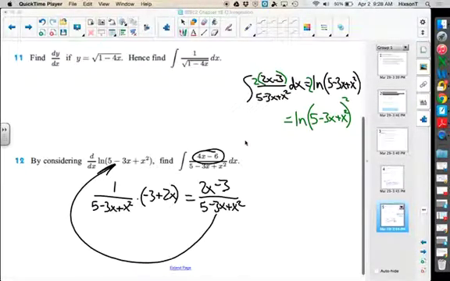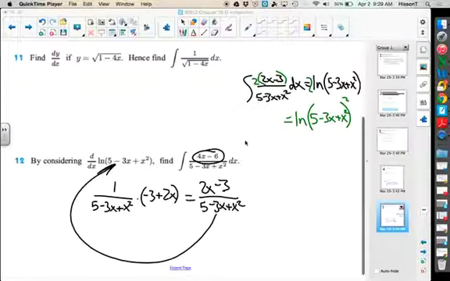Alright, so looking at number 12, we had the derivative of the natural log of 5 minus 3x plus x squared. The derivative of a natural log is 1 over what you're taking the natural log of, but then you need to use the chain rule, so it's times the derivative of what you were taking the natural log of. So that's where we get this 2x minus 3 over the 5 minus 3x plus x squared. Okay? We're just taking the derivative of this natural log of 5 minus 3x plus x squared.